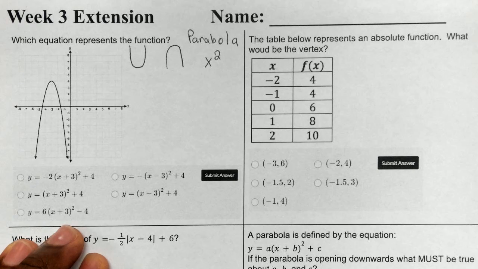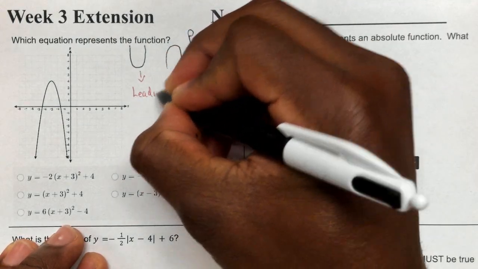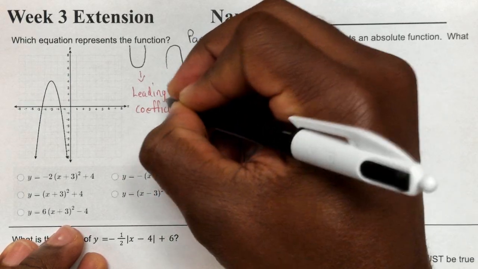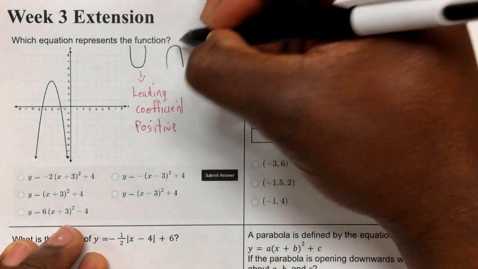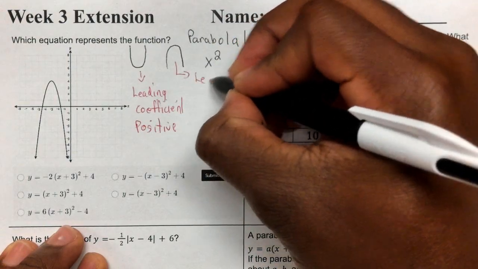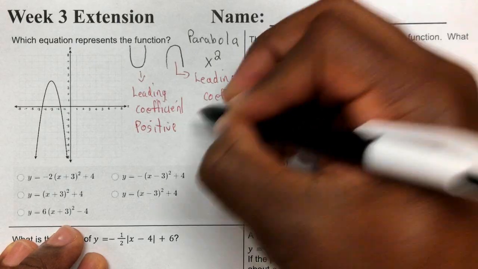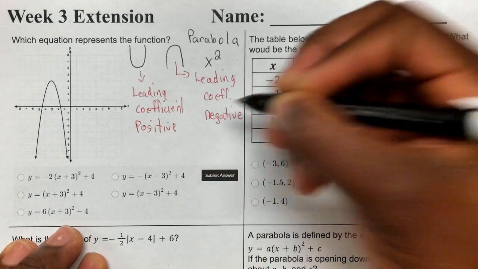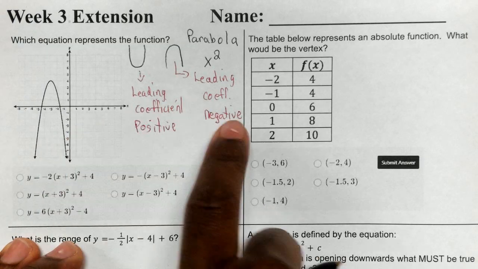So essentially, what do we need to know this for? Whenever you have a U shape, that means the number in front, the leading coefficient, would be positive. Whenever you have an N shape, that means the leading coefficient is negative. Again, a U shape means the leading coefficient is positive. An N shape means the leading coefficient is negative. So that just means the number in front in this case would be negative.